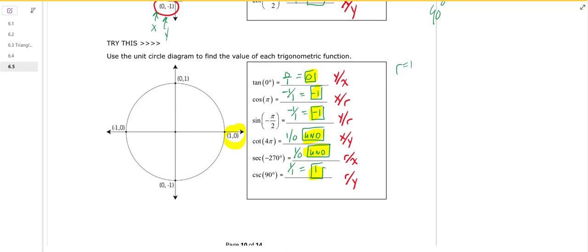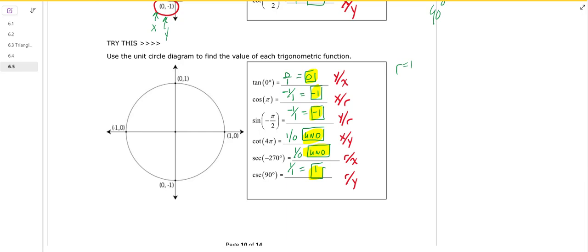Cosine of pi would put you, pi is 180 degrees, it puts you there. So x is -1, r is 1, so you get -1. Sine of negative pi over 2 would take you to -90, bringing you to this point. The y value is -1, so y over r would be -1 over 1. So again, that would be -1. Notice your answers are always turning out to be one of those four things too.